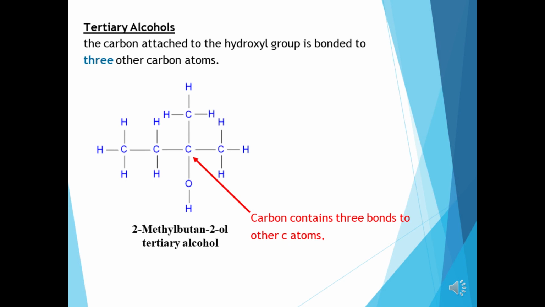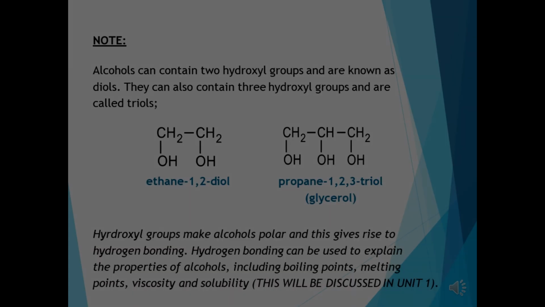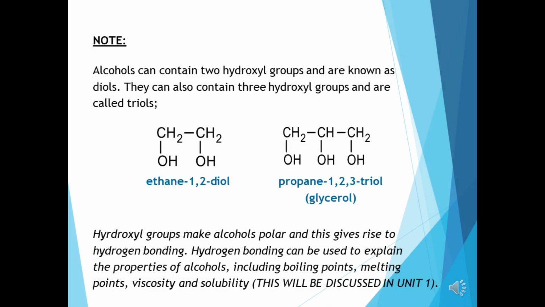Tertiary alcohols have a hydroxyl group. The carbon attached to the hydroxyl group is attached to three other carbon atoms, as shown in the diagram of 2-methyl-butan-2-ol. So we can see that the branch and the hydroxyl group are attached to the same carbon atom. Therefore, the name will indicate that the number of the branch is the same as the number of the hydroxyl group. Please note, alcohols do not necessarily contain just one hydroxyl group. Diols and triols also exist.